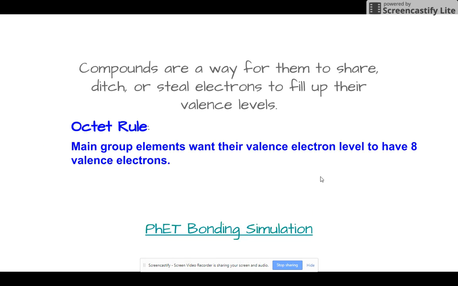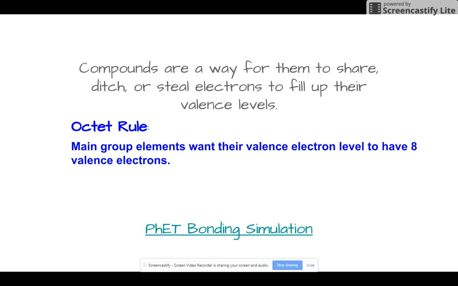Compounds are a way for atoms to share, ditch, or steal electrons in order to fill up their valence levels. So again, looking to answer the question, why do atoms form compounds? Well, in those previous examples, we had 3 atoms. None of them had a full valence electron level, which brings us to the octet rule. So why do atoms share, ditch, or steal electrons to fill up their valence levels? This is the reason why.